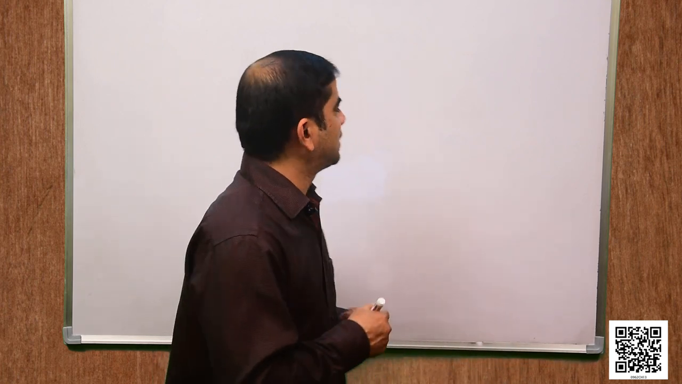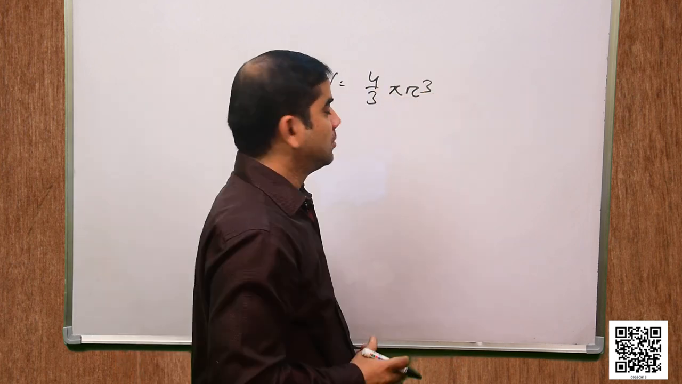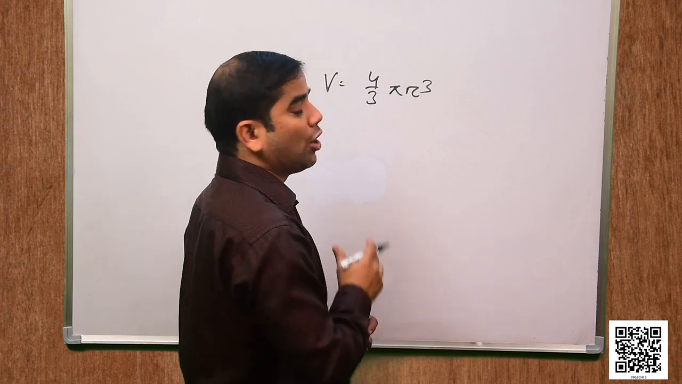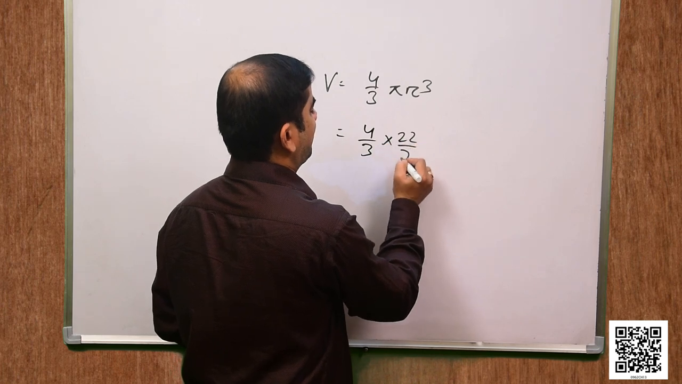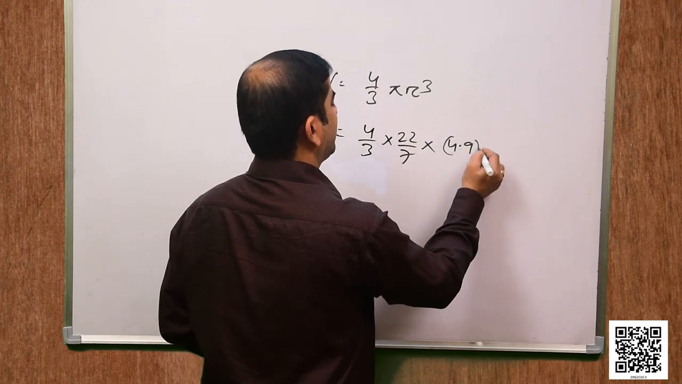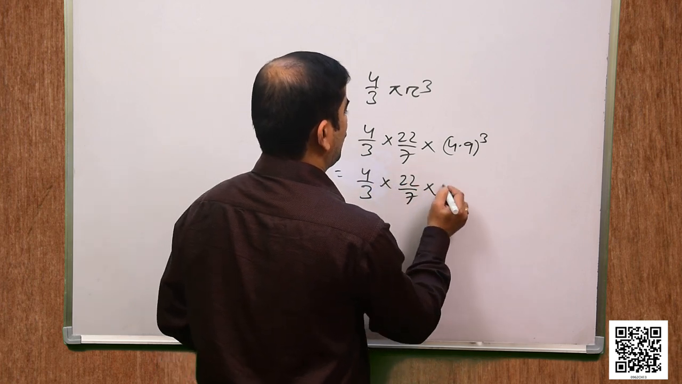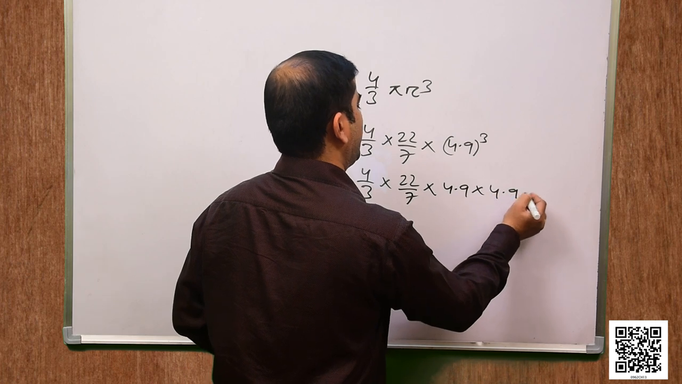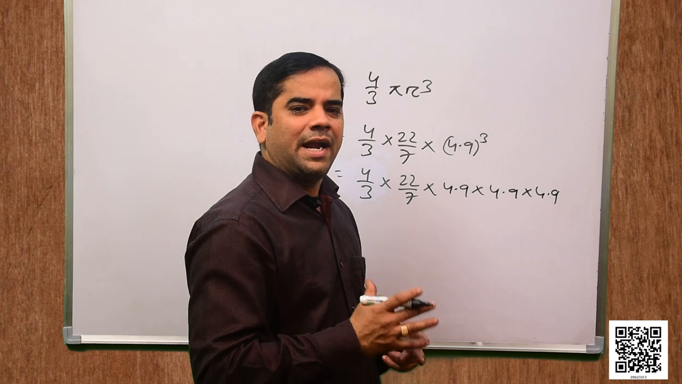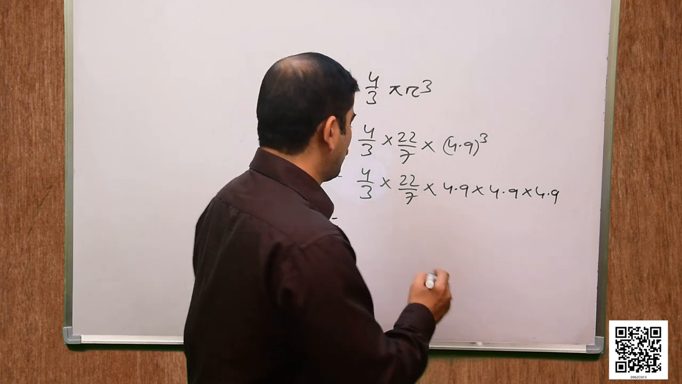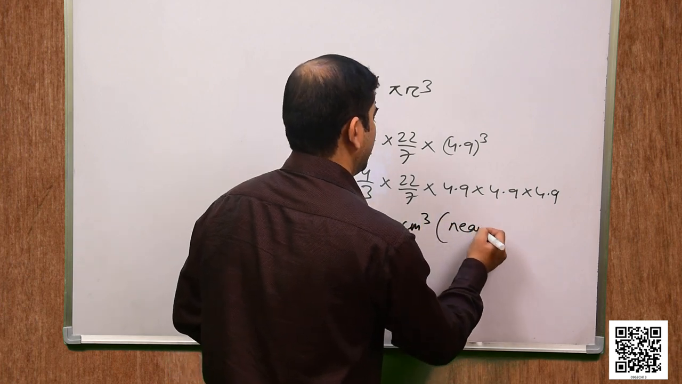So volume of the sphere is equal to 4 by 3 pi r cube. So students, when we substitute the value of r in this formula, we will get 4 by 3 into 22 by 7 into 4.9 cube. That is 4 by 3 into 22 by 7 into 4.9 into 4.9 into 4.9. And when we calculate, we will get a value that is nearly equal to 493 centimeter cube.